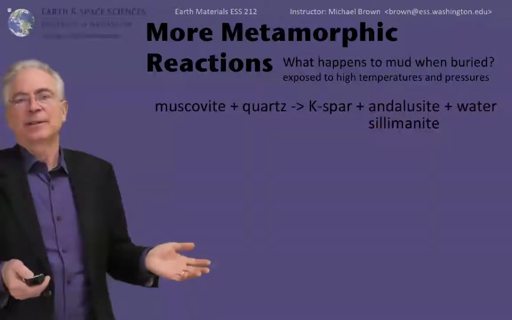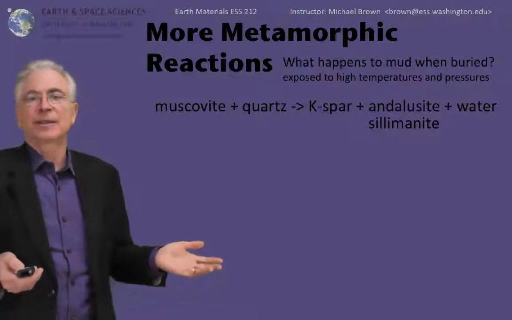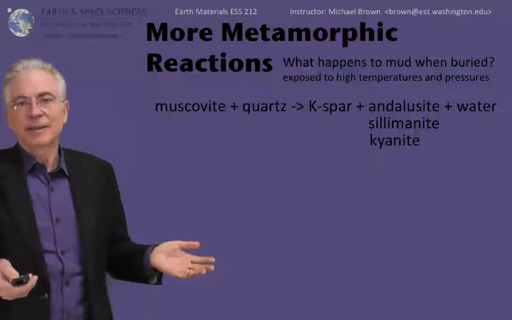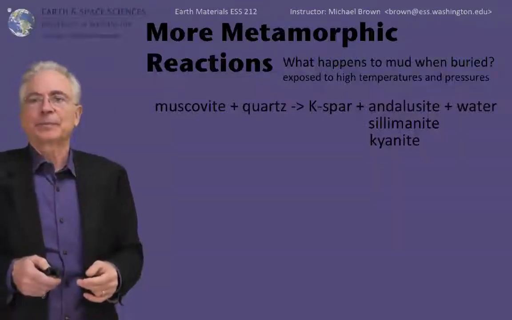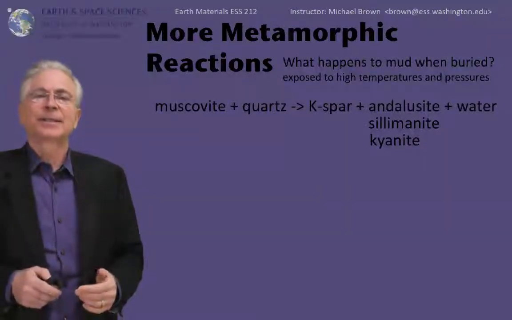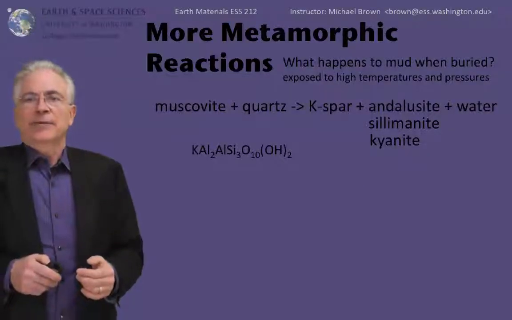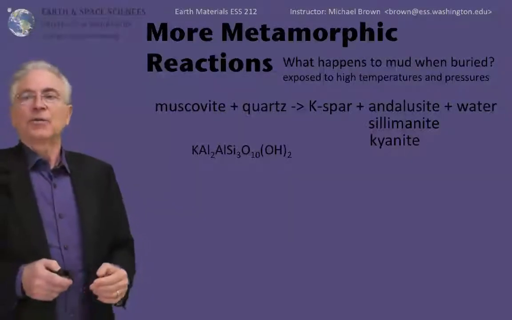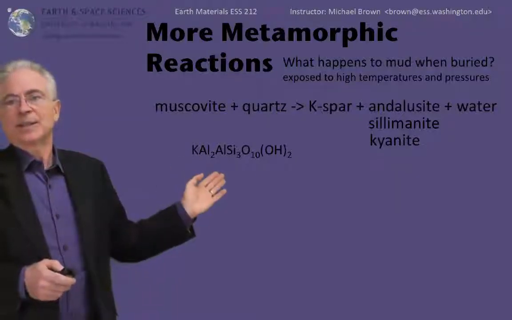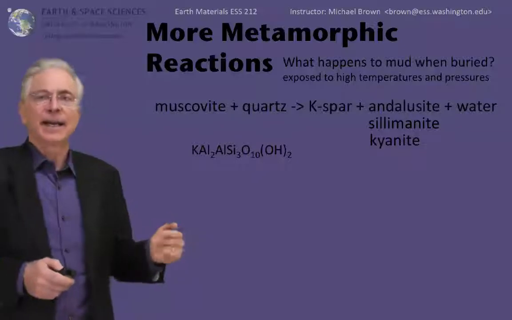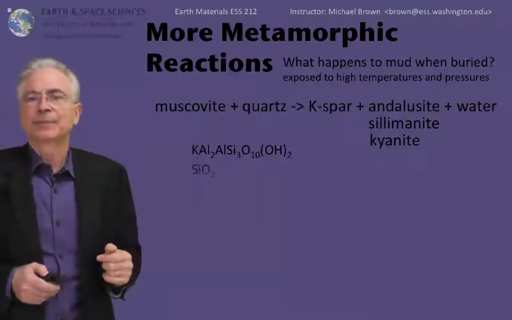Now, of course, if it's andalusite, it could be sillimanite if the temperature and pressures are higher, or it could be kyanite if the pressures are higher. So let's analyze this system just as we have the previous two systems. First of all, muscovite has a chemical formula that looks like this. It has potassium, it has aluminum, it has sheets of silica, and it has bound water.